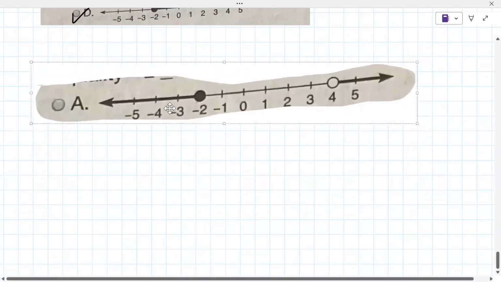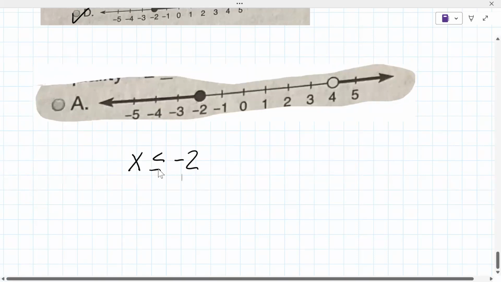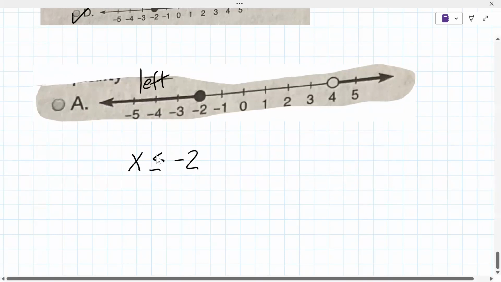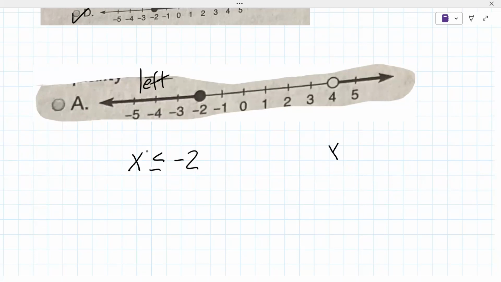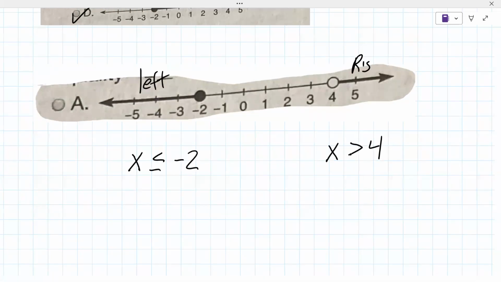All right. So for A, this part over here on the left is x is less than or equal to -2. The less than or equal to, the line underneath, is the filled in circle. Because it's shaded left, that's why it's less than. Less than means to the left. Over here on the right is x greater than 4. So it's an open circle, that's why it's a greater than. Greater than means to the right. When it's the outside, you put the word or there.